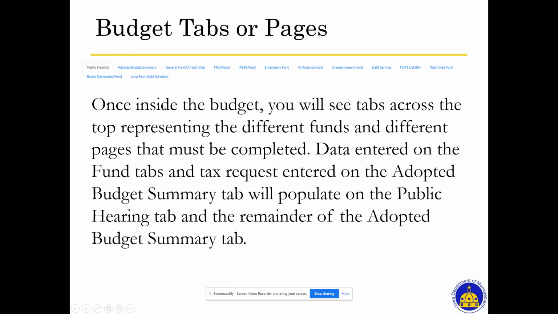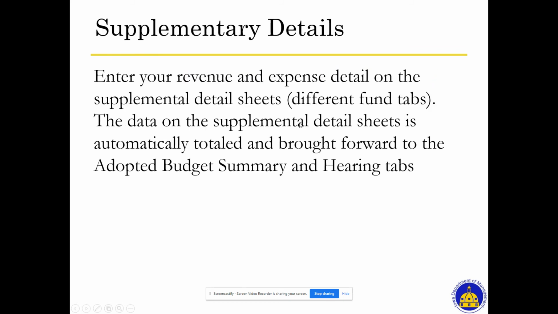Once you're inside the budget, you see the tabs across the top that represent your different funds and different pages that have to be completed. Data that's entered on the fund tabs and tax requests entered on the adopted budget summary tab populate over on your hearing page and the top of the adopted budget summary tab. So you work your way through the tabs and all of the existing supplementary detail that you need to enter. Obviously, there may be several of these tabs. If you don't use those funds, you would have nothing to enter there.